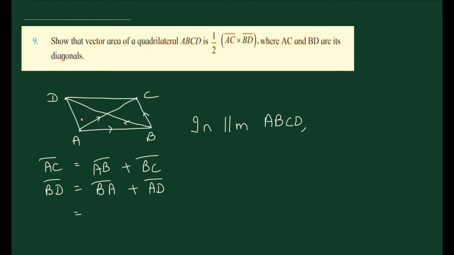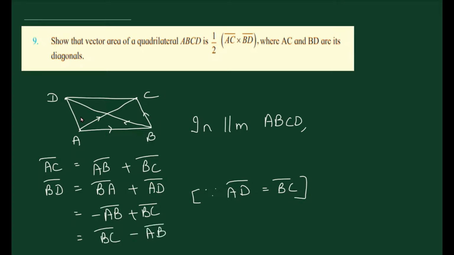Okay, now BA can be written as minus AB, and now AD is equal to BC, okay, because opposite sides of a parallelogram are equal. Okay, so because we have AD equal to BC, therefore we can write over here minus AB plus BC as well. Instead of AD, we can write BC. So BD becomes BC minus AB.